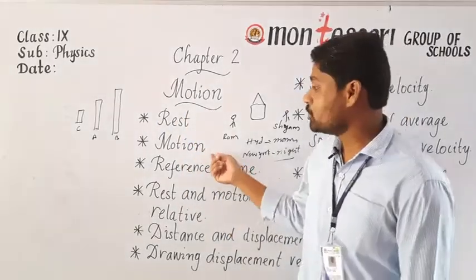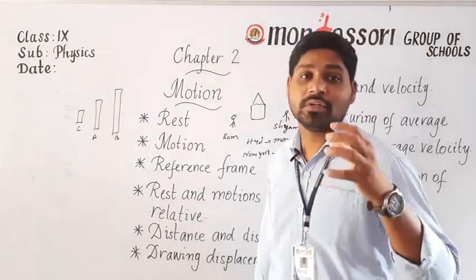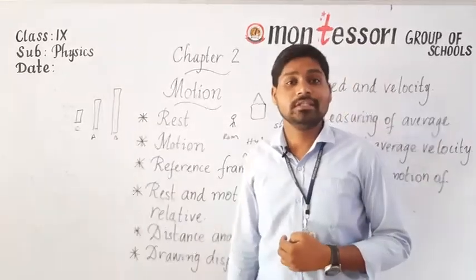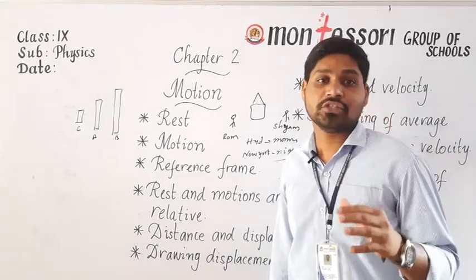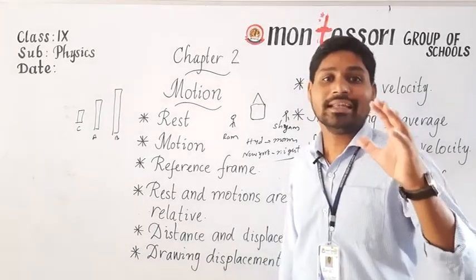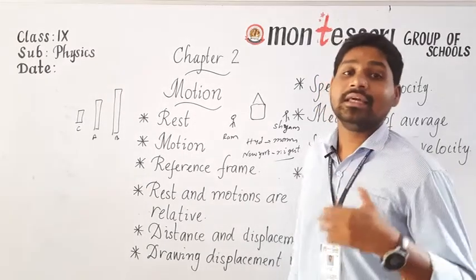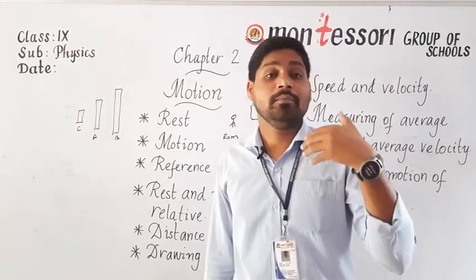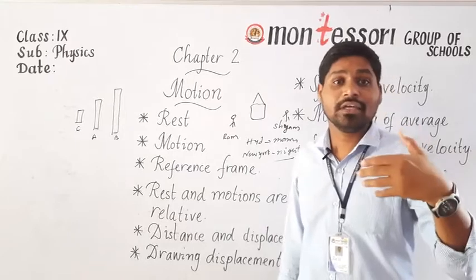Then what is meant by motion? If the position of the object changes with respect to time and observer, then we can say that the object is in motion. In order to express these two terms, rest and motion, we should use the word relative. Here an observer is required. Based on the observer only, we can say whether the body is at rest or in motion.